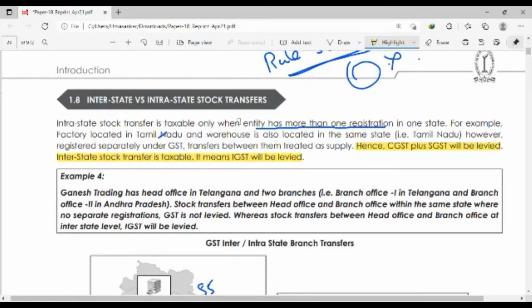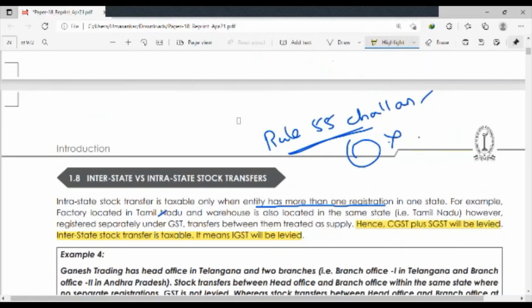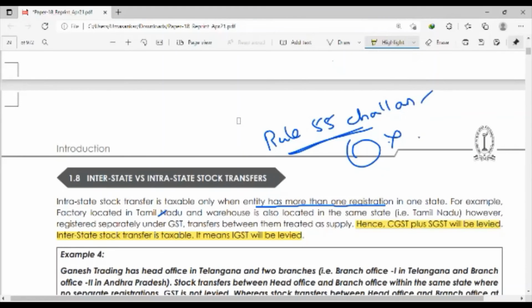In the first case, when the factory and the warehouse have the same registration, no GST will be payable. We need to ensure that a Rule 55 challan is there. With the Rule 55 challan, we can initiate the transaction and do the stock transfer. In case 2, within the same state, Tamil Nadu, the factory is registered separately and the warehouse is also registered separately, so we need to charge GST. It will obviously be intra-state GST, so CGST and SGST.